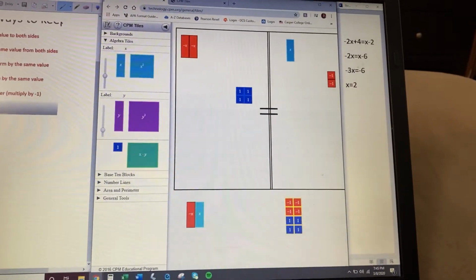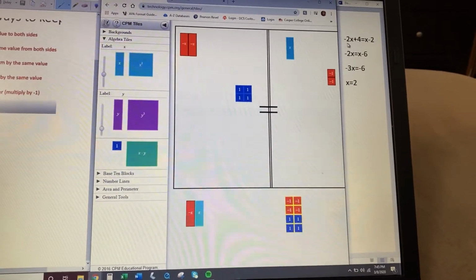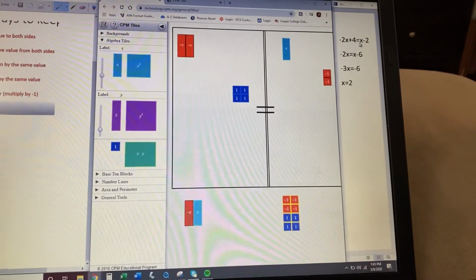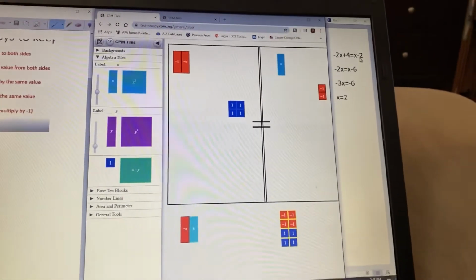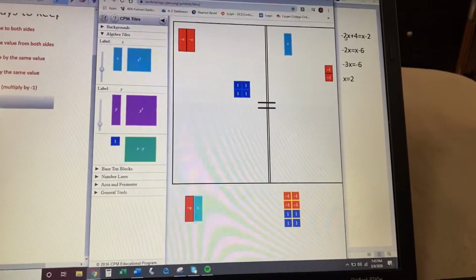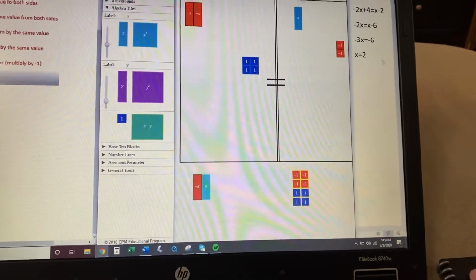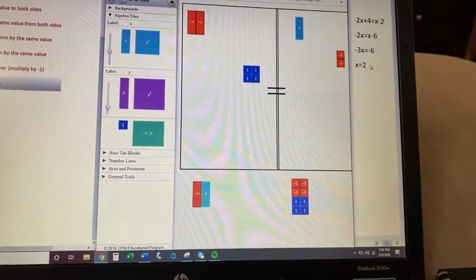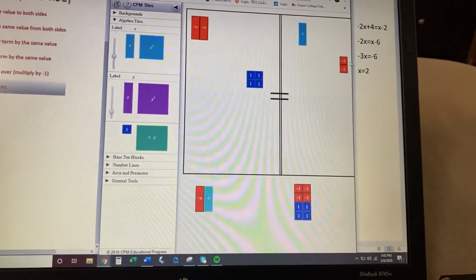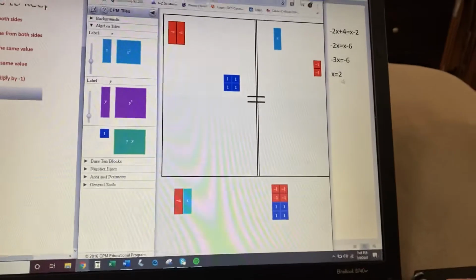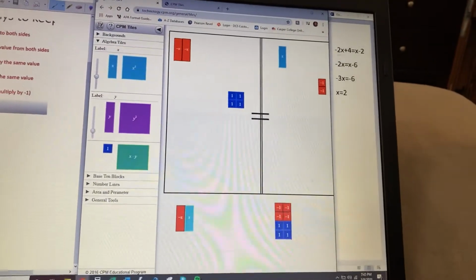Okay, so the math problem that I came up with for this one is negative 2x plus 4 is equal to x minus 2. It took me a little while to come up with a math problem that would work, because it kept coming up with ones that, when I would try to solve it, I would come out with a fraction.